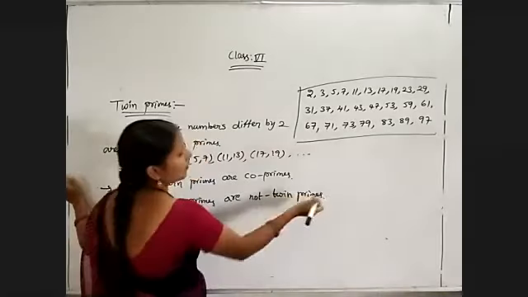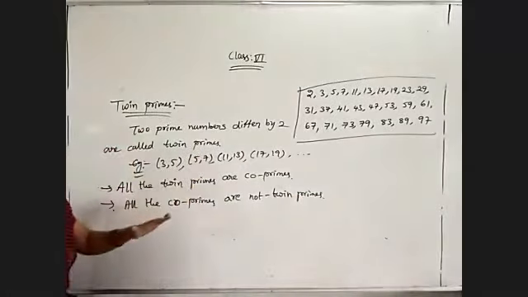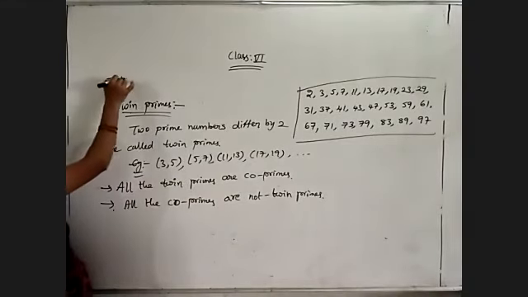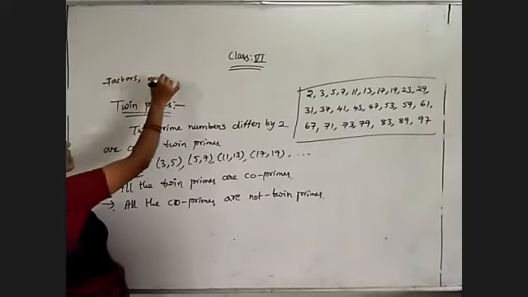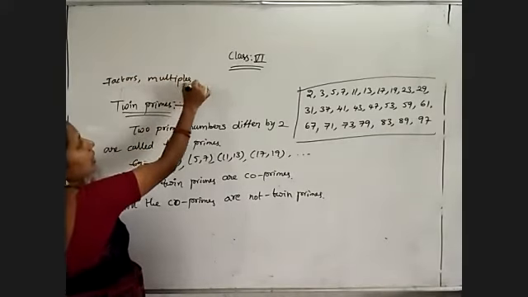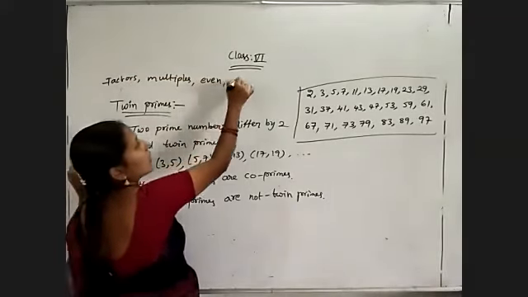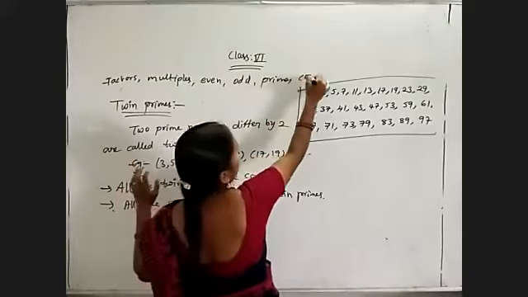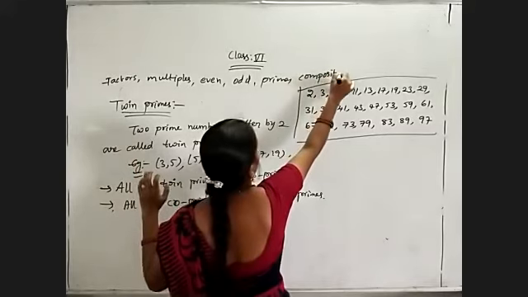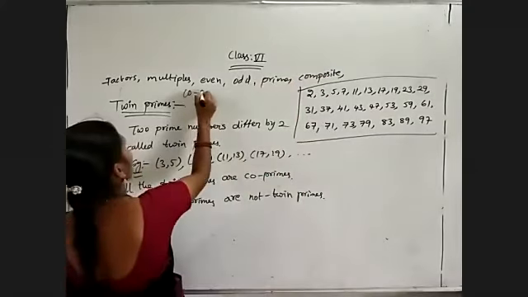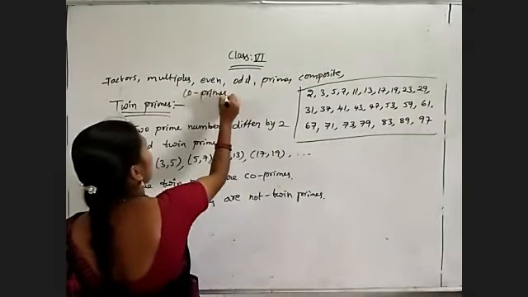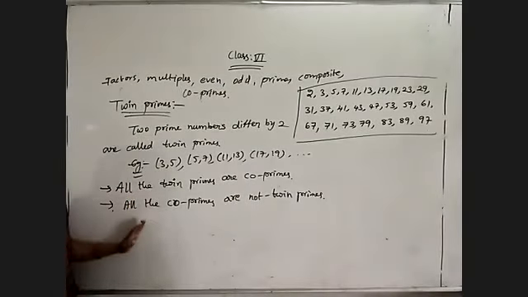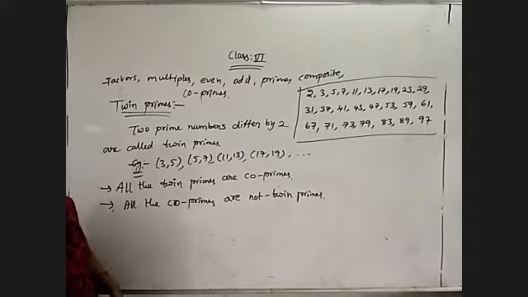So these are the different topics. Whatever we have discussed before the exercise: factors, multiples, even numbers, odd numbers, prime numbers, composite numbers, co-primes, and twin primes. We have discussed all these topics. So I will give some questions depending on these topics now.